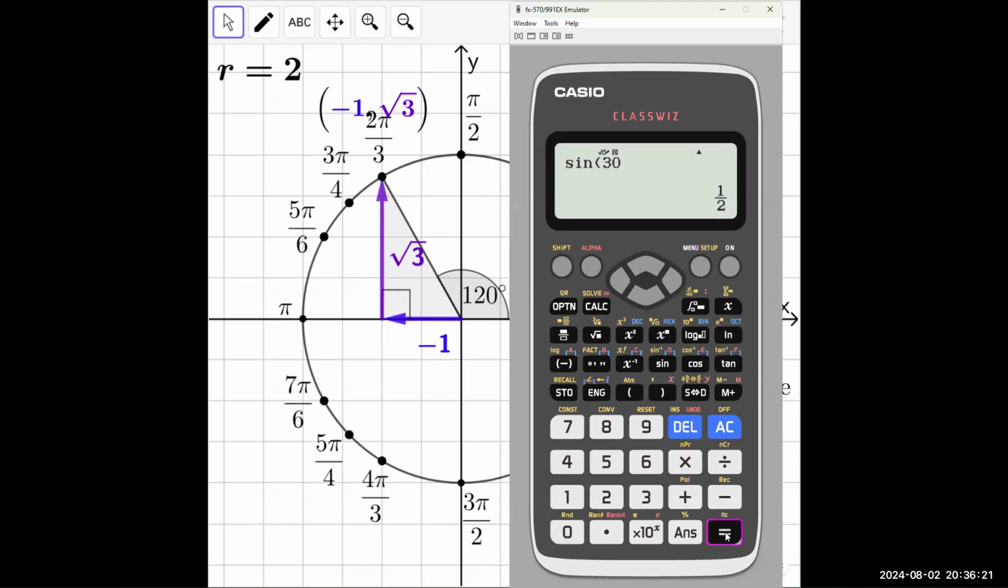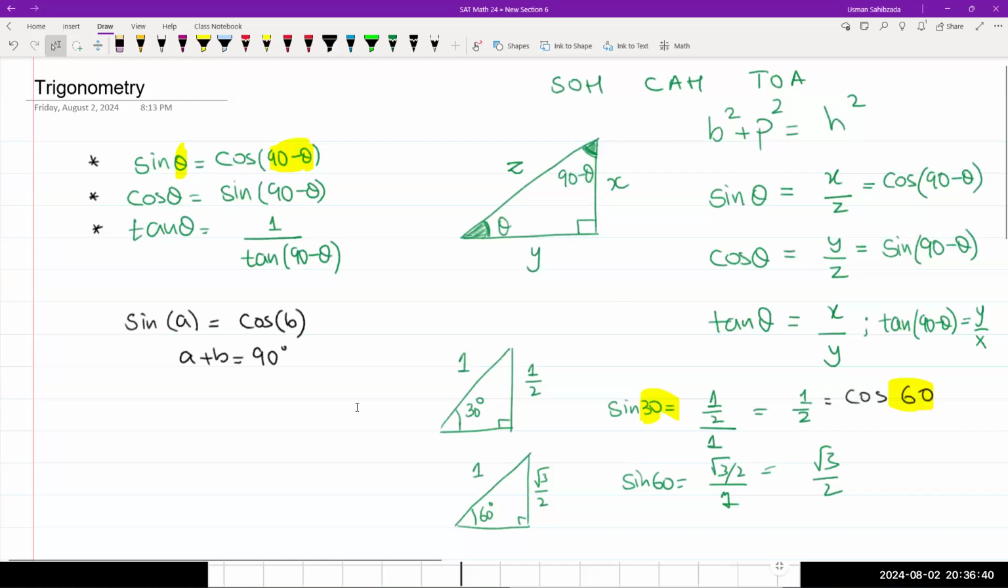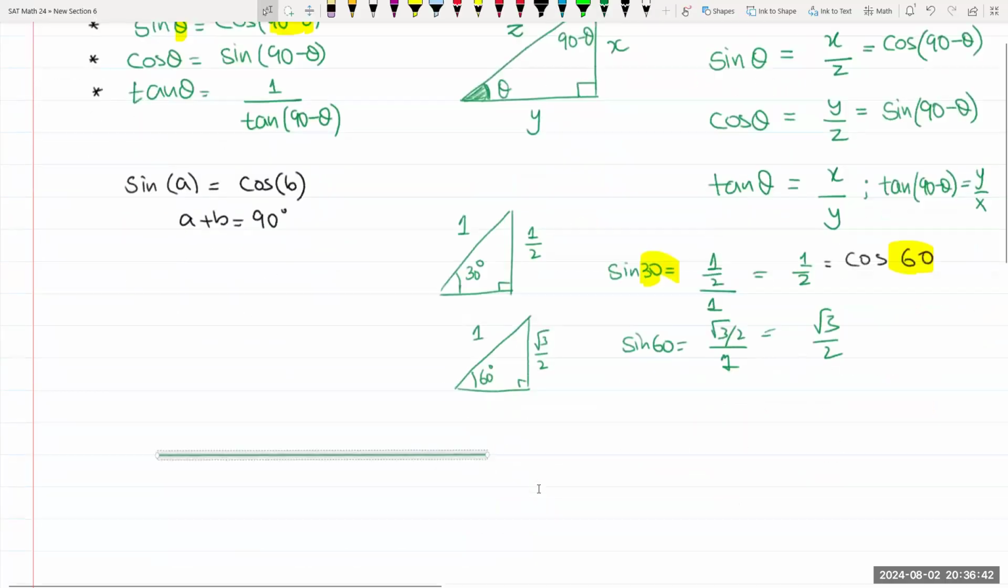Sine of 30 is half. Sine of 150 is also half. Sine of 45 is under root 2 over 2. And sine of 135 is also under root 2 over 2. Where am I coming up with these things from? So some of you've done this already in O-levels.